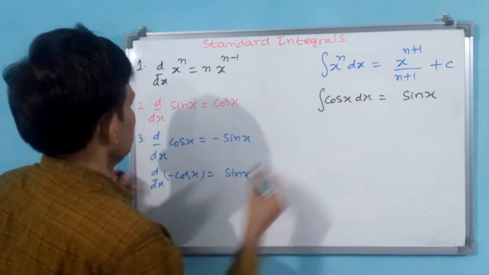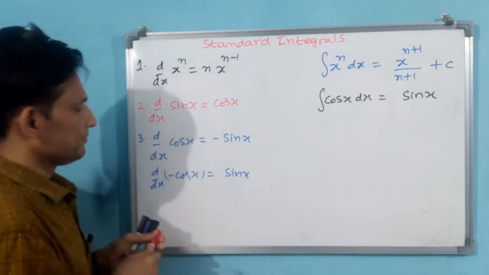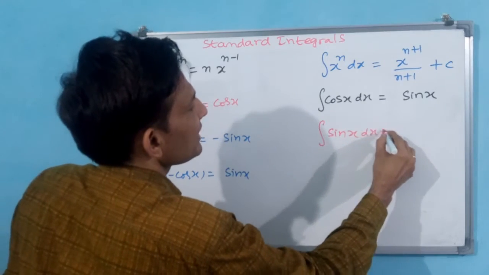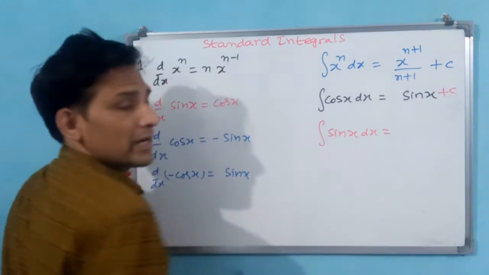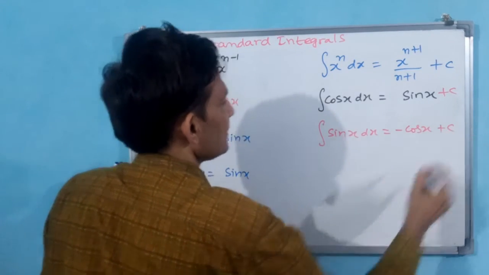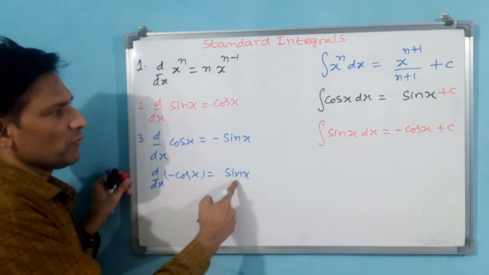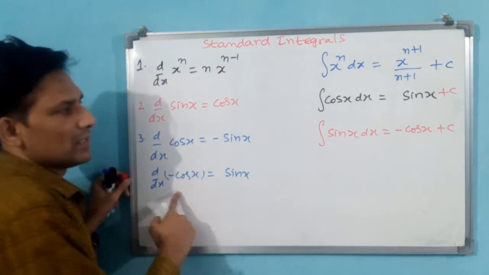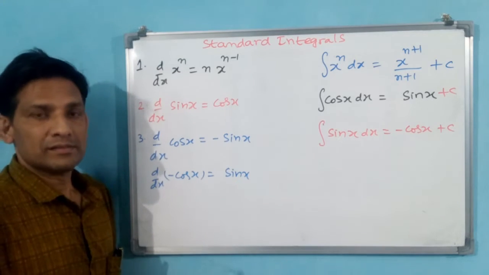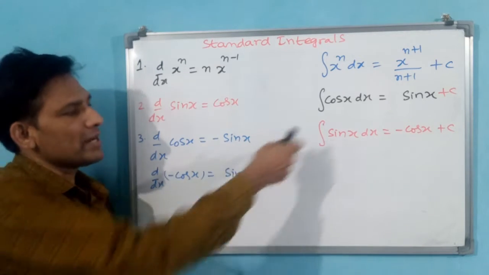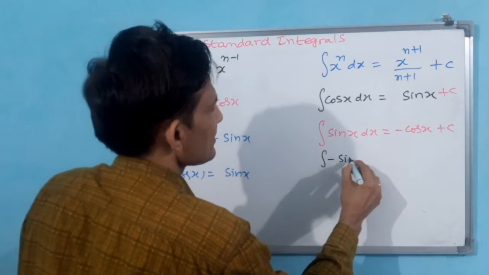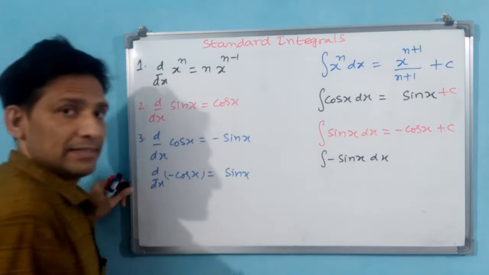What I write: integral sin x dx is, I have forgotten how to write, minus cos x plus c. Simple sin x, if you take, gives minus cos x plus c. You understand this? You may ask, sir, why can't I take minus sin x? That also you can take. That is not wrong. Integral minus sin x dx also you can take.